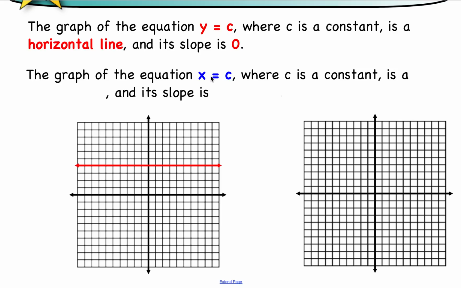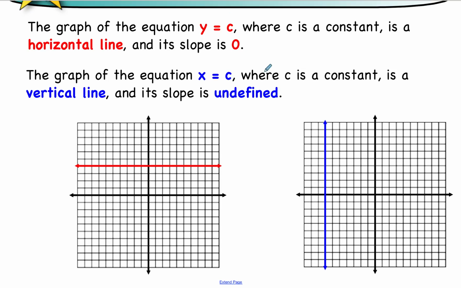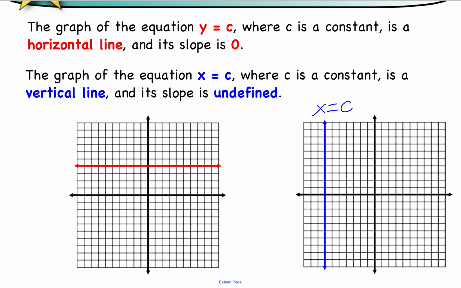The graph of the equation x equals c, where c is a constant, again just a number, is a vertical line. Its slope is undefined. And that one looks like this one. So we have horizontal lines, y equal to a number. Vertical lines are x equal to a number. And you're going to need to memorize those so you can tell them apart. So this one is x equals c. And then over on the left-hand side, you have y equals c.